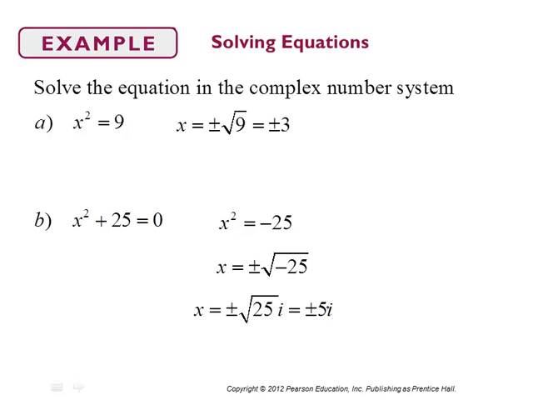Which should make sense. 5i squared is equal to negative 25, and positive or negative 5i squared is equal to negative 25. So whether it's plus 5i or negative 5i, you square that and you get negative 25, plus 25 is equal to 0.